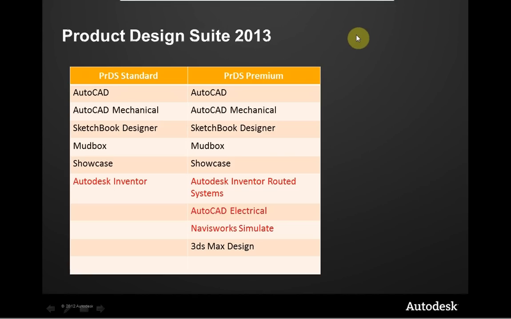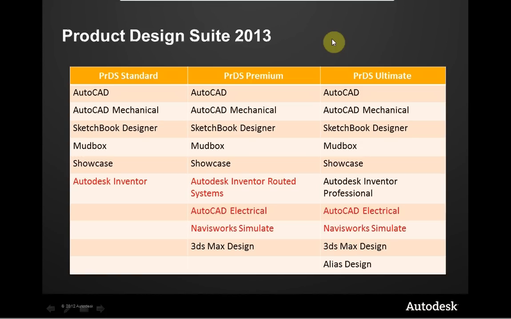You also get 3ds Max Design, and this enables you to create high quality animations and renderings. With the Product Design Suite Ultimate, the main difference is that instead of getting Inventor Routed Systems, you now get Inventor Professional, which gives you the ability to do single and multi-part finite element analysis simulations, dynamic simulation, and to create plastic injection mold tooling, and provides you with those symbols for the tooling as well.